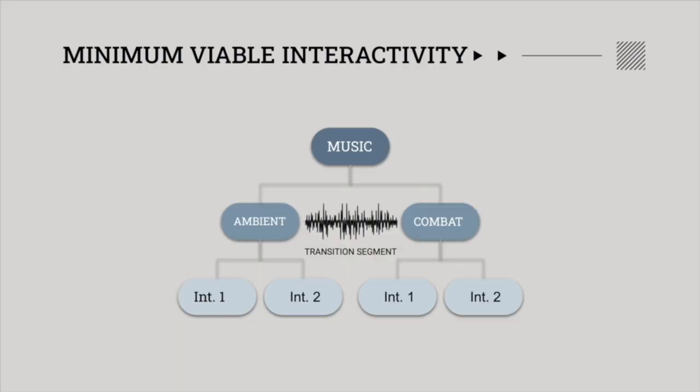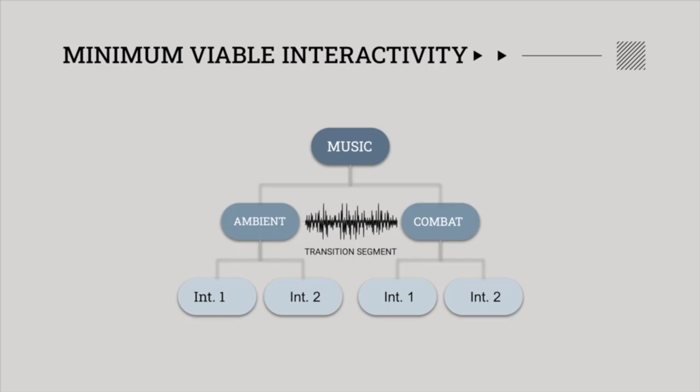We know we need ambient cues, we need combat cues, and we need transition segments to tie them together. And then, going deeper with that, we can have different intensity levels for each segment if we want to. Combat can be affected by several different things. Ambience can be affected by several different things. These are all tied into the game engine pillars themselves.